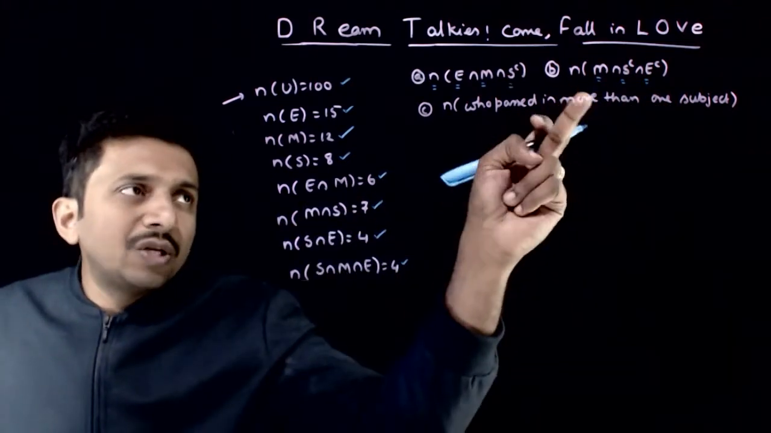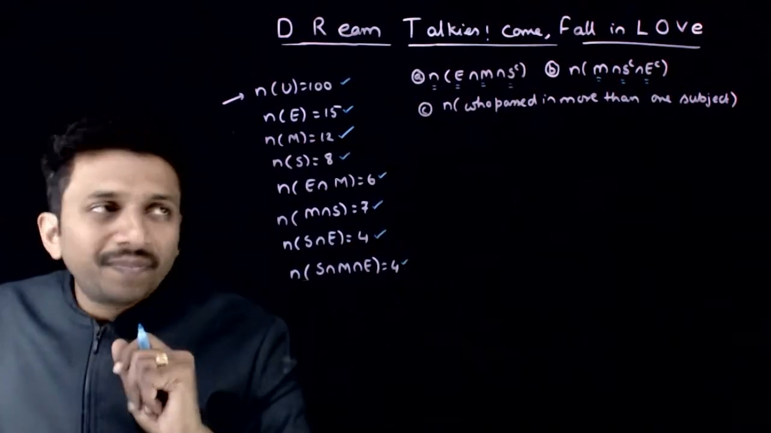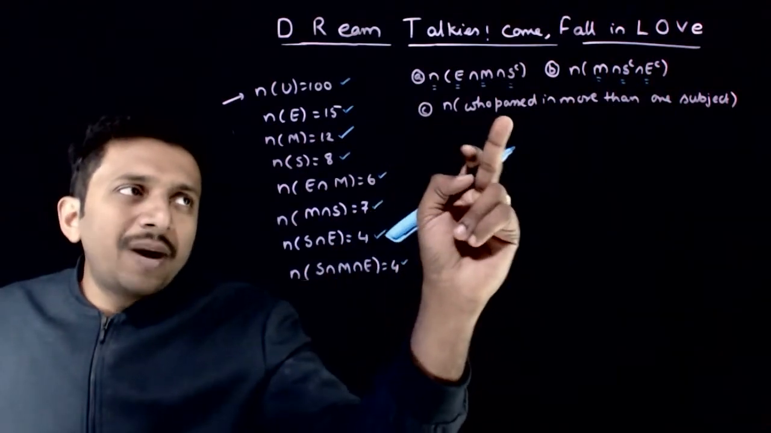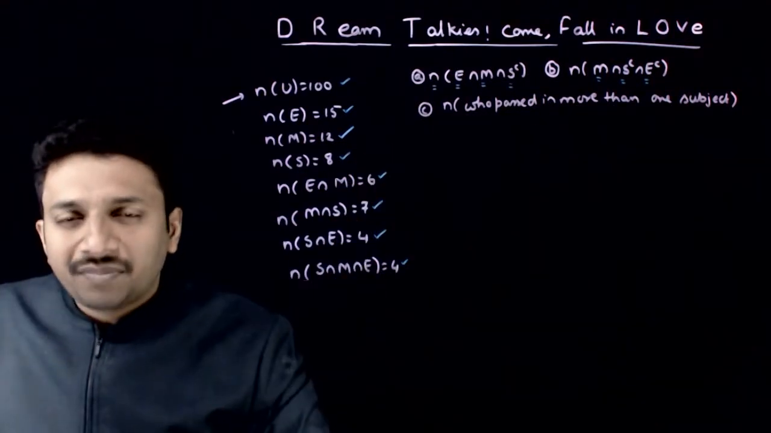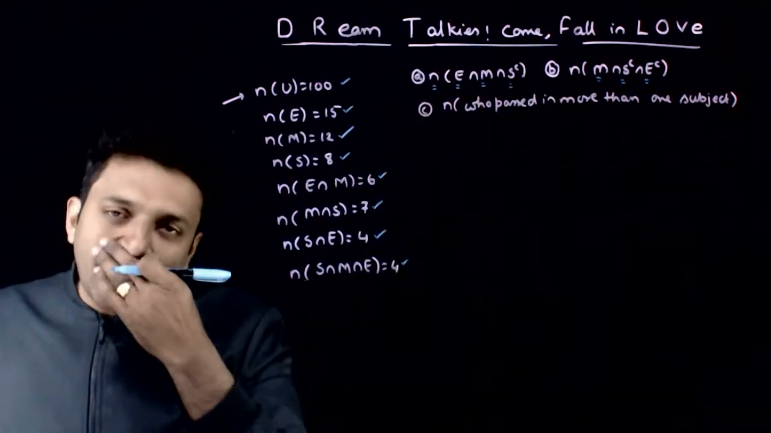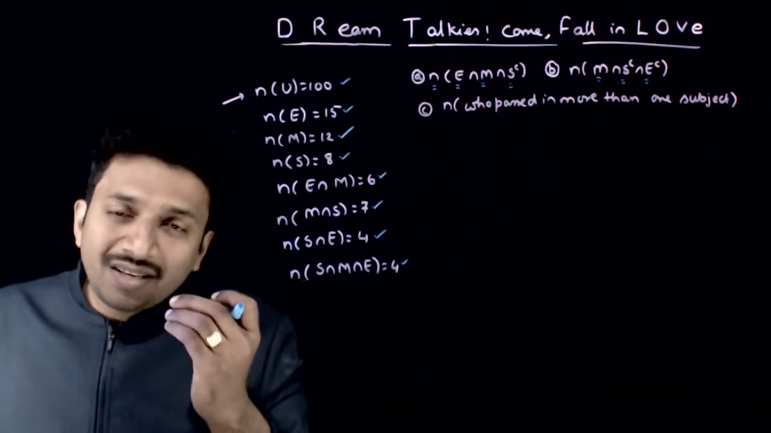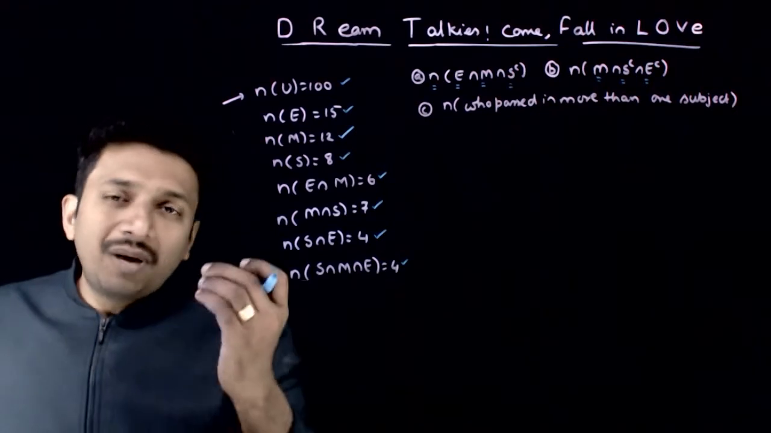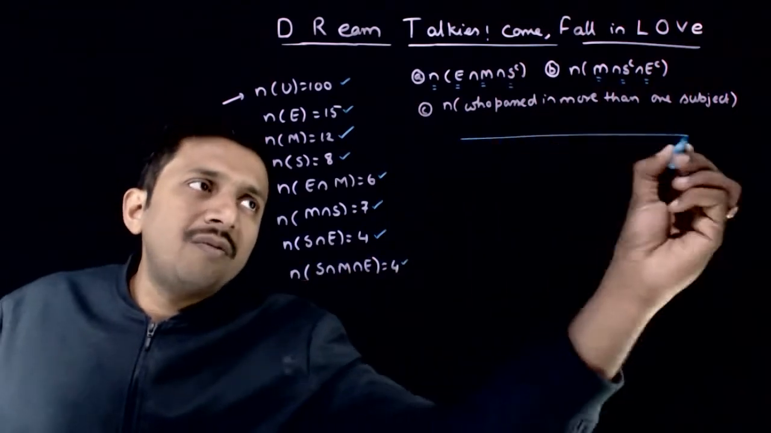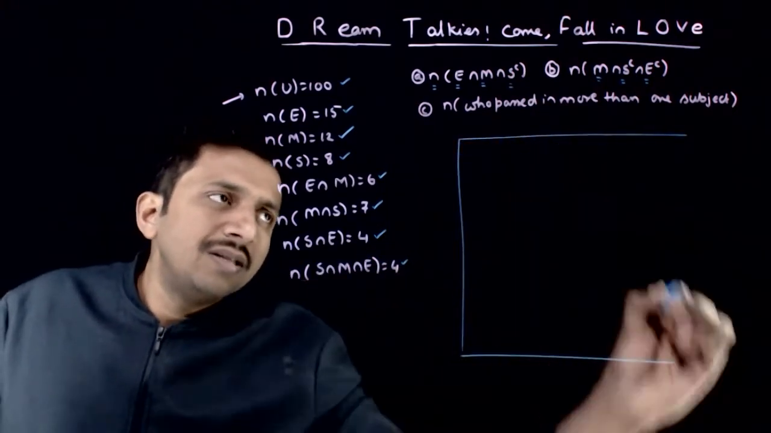And the number of students who passed in maths but not in science and not in English. That means the number of students who passed only in maths. And the number of students who passed in more than one subject. So these are the 3 things that are asked of you. These 3 things can be very easily found by using a Venn diagram. So let us draw the Venn diagram corresponding to this information.